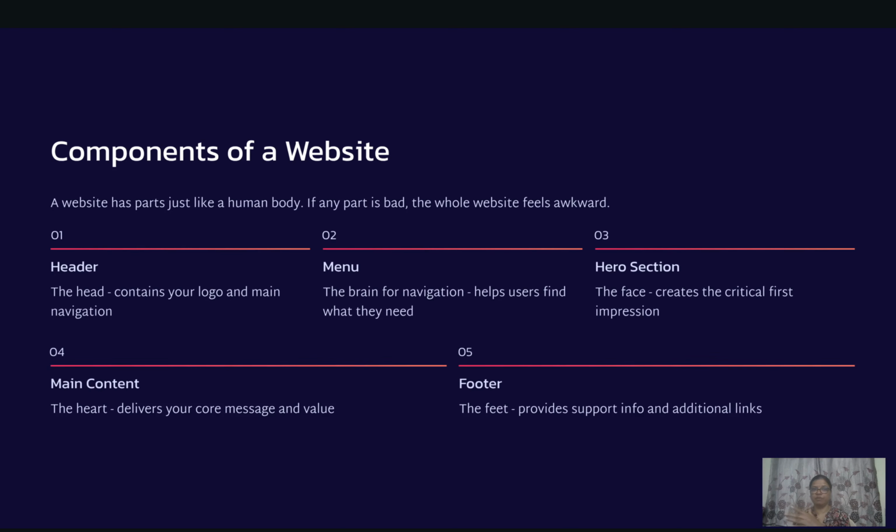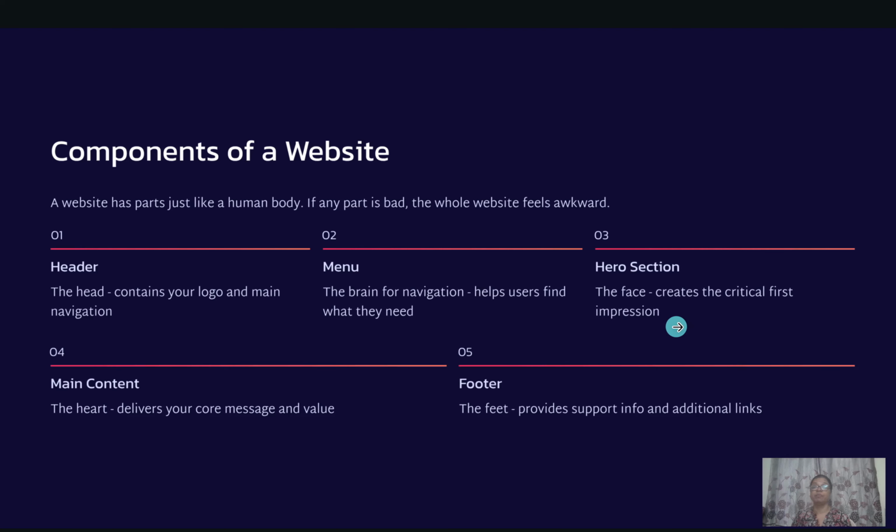So the components of the website: header, menu, hero section, main content, and footer. Header: the header contains your logo and main navigation, that is the menu. And menu, the brain of the navigation, helps users find what they need, a list of all the pages. If they want to click on the contact page, that is available in the menu section. If they want to check the services, that should be available in the menu section. From there, the user can easily navigate to that particular section.